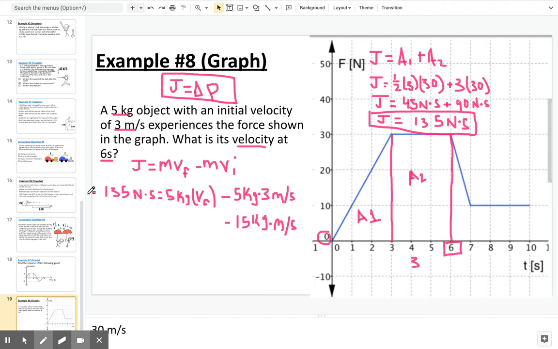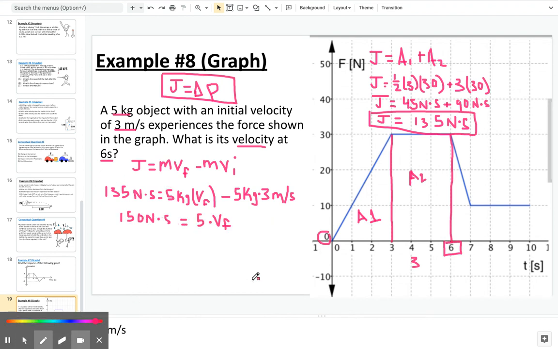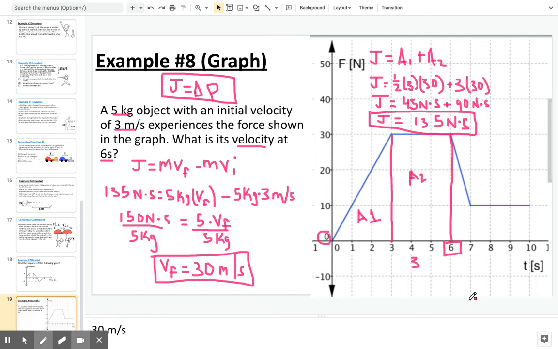Okay, so I'm going to take 15 and add it to both sides of the equation. We get 150 Newton seconds is equal to 5 kilograms times V final. I'll divide both sides of the equation by 5 kilograms to get V final by itself. And we find that the final velocity of the object will be 30 meters per second.